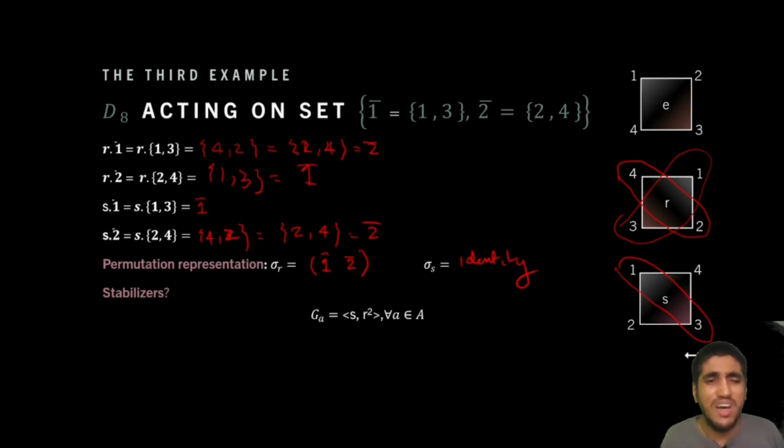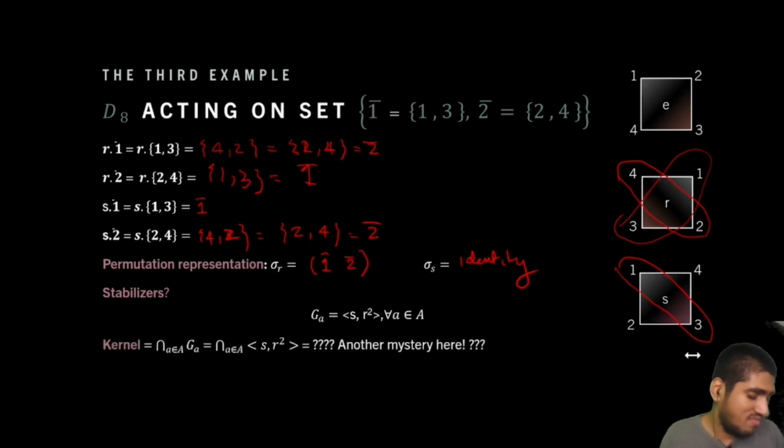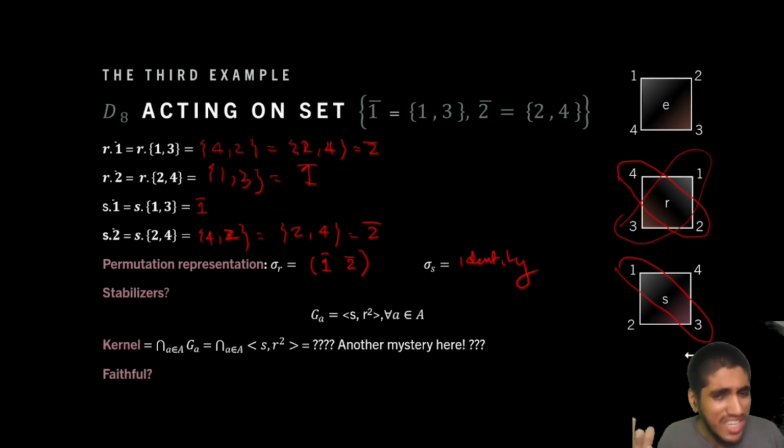Things are going well so far, isn't it? Thus, the kernel will be equal to the intersection of all stabilizers. Again, another mystery to solve. Faithful? Make a wild guess.